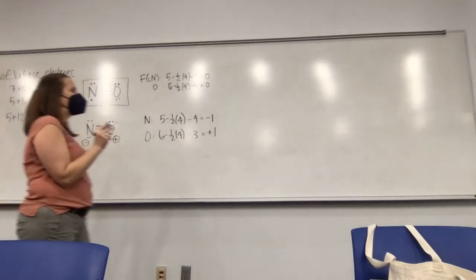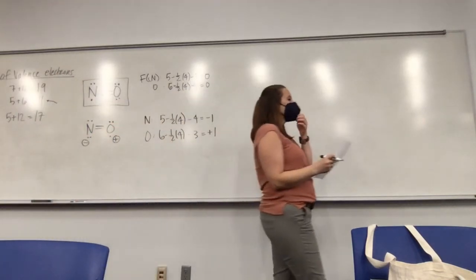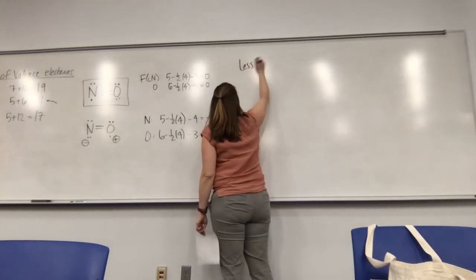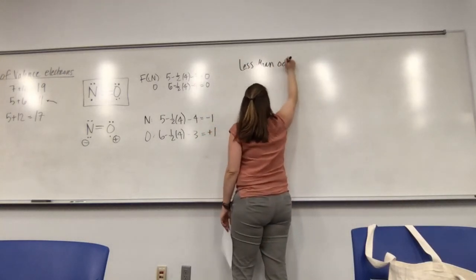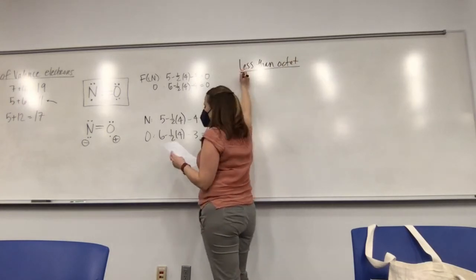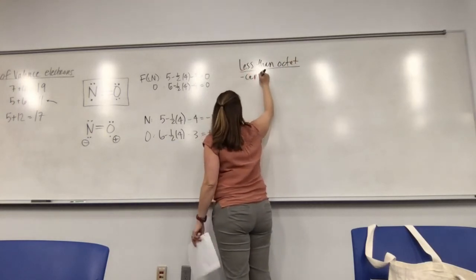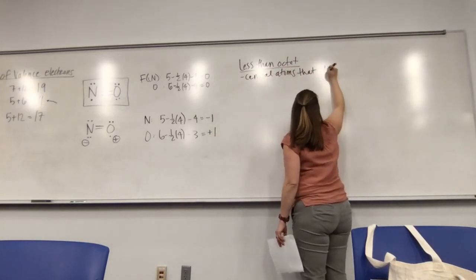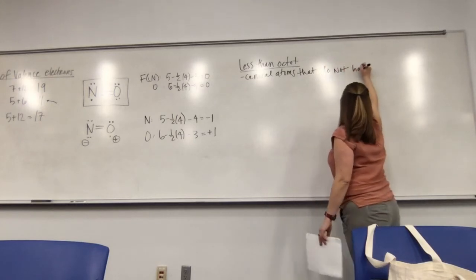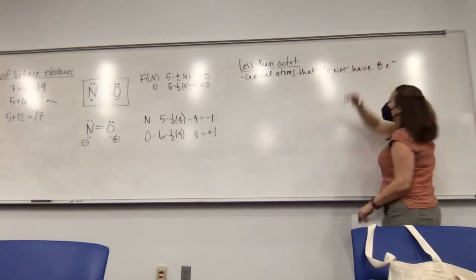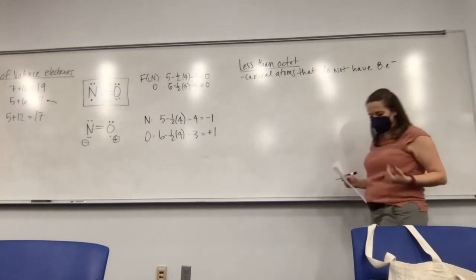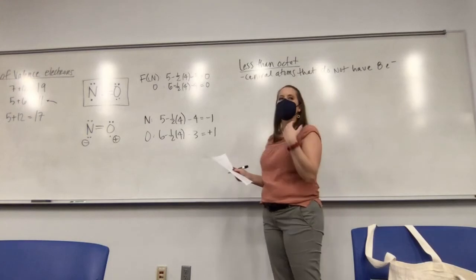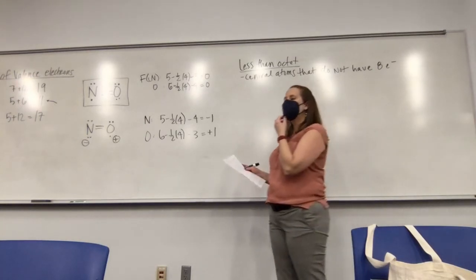So let's look at the second violation, where we have less than octet. So in this case, we have central atoms that do not have 8 electrons. We know that this is possible because we've said hydrogen's octet is just 2 electrons. It's not really a violation if it's just 1 element. So let's look at some other examples.